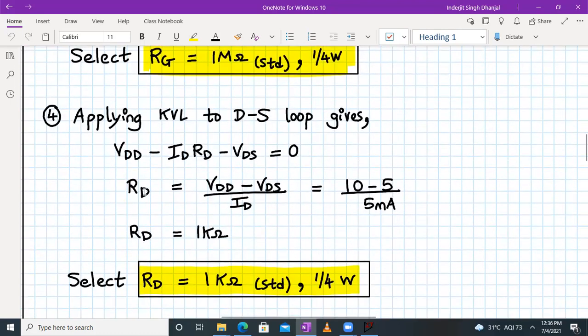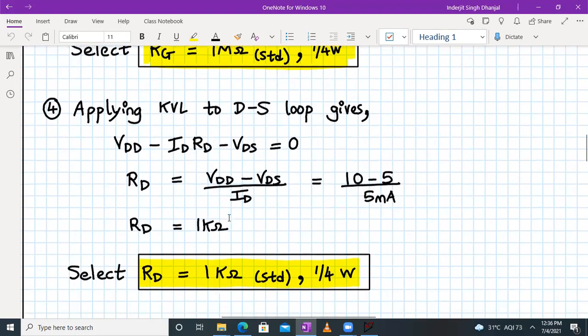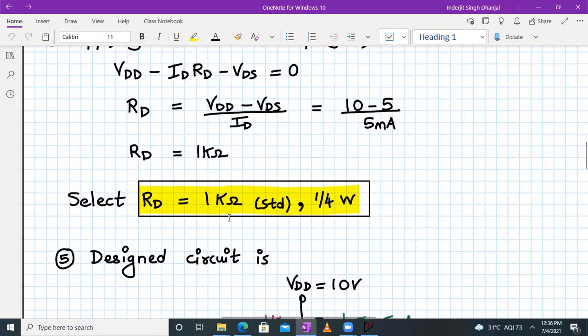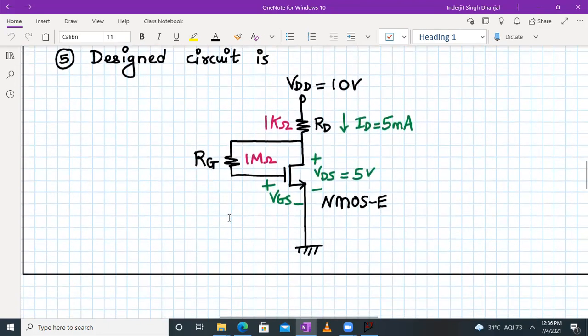From here, isolate the value of RD. So RD will be VDD minus VDS upon ID. You plug in all the values, and the RD value will come out to be 1 kilo ohm. So we select the value of RD as 1 kilo ohm, standard, quarter watts. Hence we have the design circuit over here. RD value and RG value are determined now, and also the supply voltage.